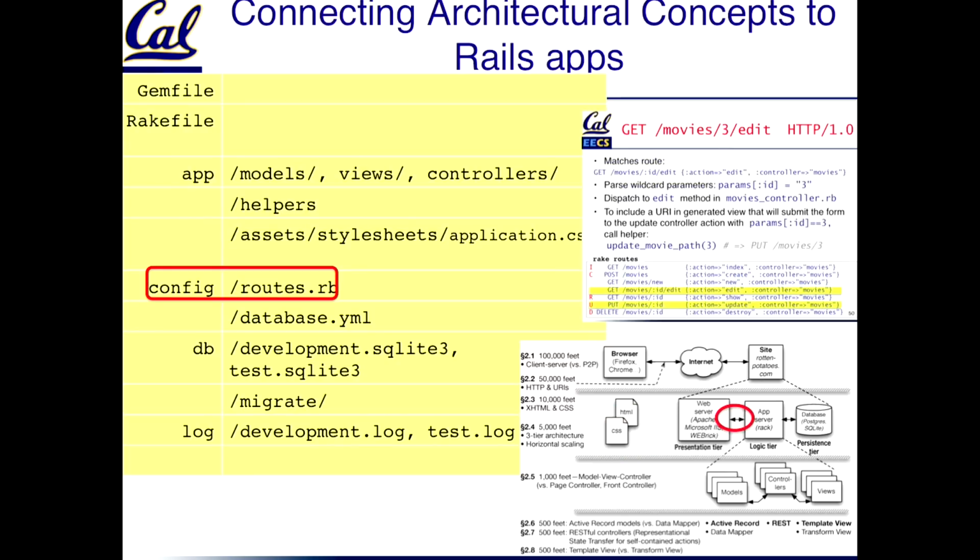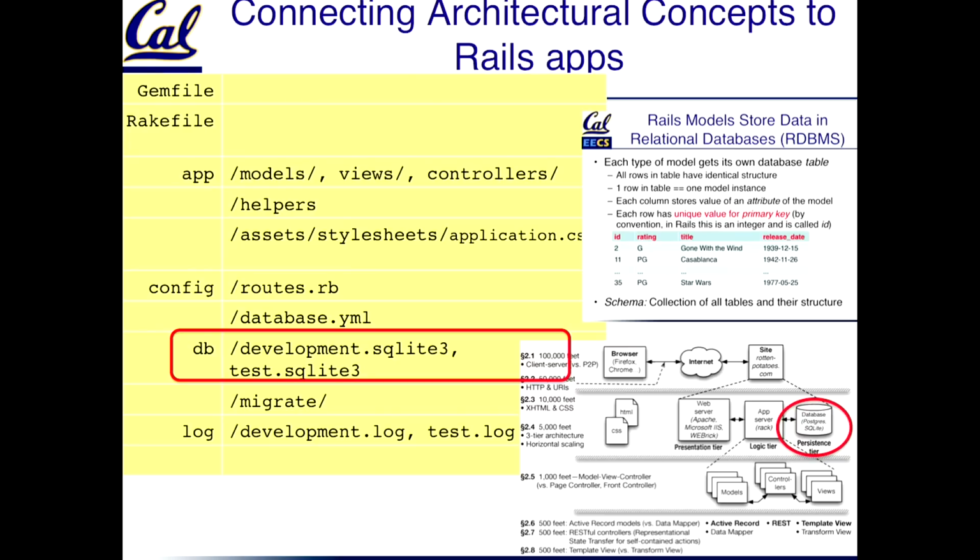We talked about the idea that Rails has a separate routing subsystem so that you don't have to mix hardwired URIs into your code. Instead, you specify what actions you want to support on what resources, and Rails provides machinery for generating those URIs for you. In the config directory, you'll find a file called routes.rb, which is how you specify what actions you want to do.